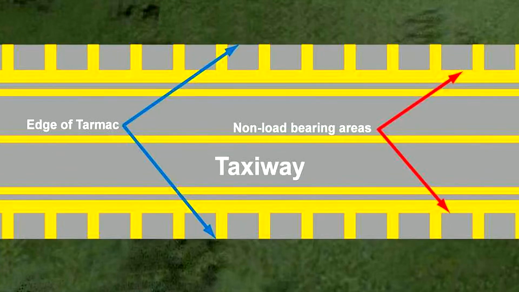The edge of a taxiway may well be paved but might not be available for use by aircraft, so a taxiway edge marking is used to indicate the extent of the usable taxiway. It will consist of the marking shown here.